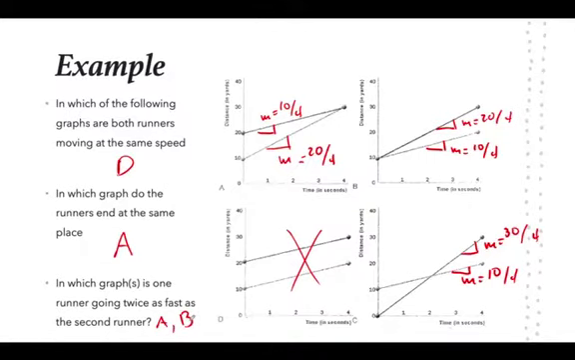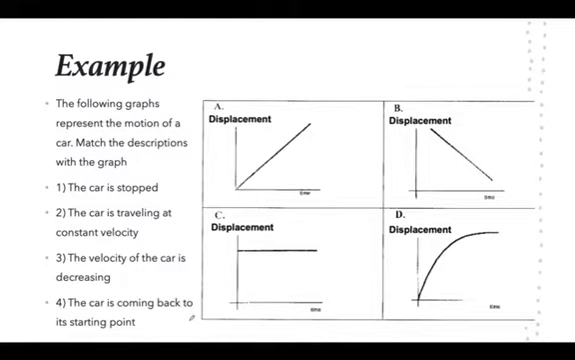All right, let's look at this next example. The following graphs represent the motion of a car. Match the descriptions with the graphs. The car is stopped, the car is traveling at constant velocity, the velocity of the car is decreasing, and the car is coming back to its starting point. Pause the video here, take a couple of minutes, and see if you can solve this example.